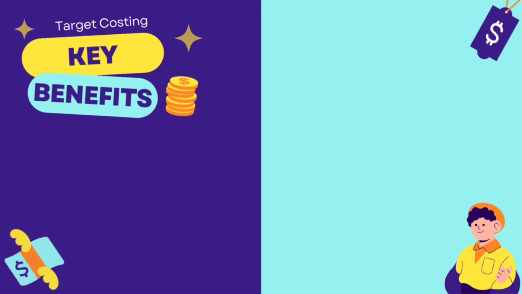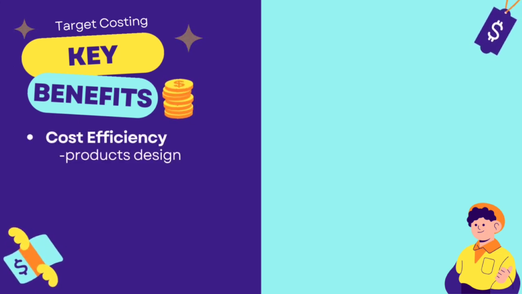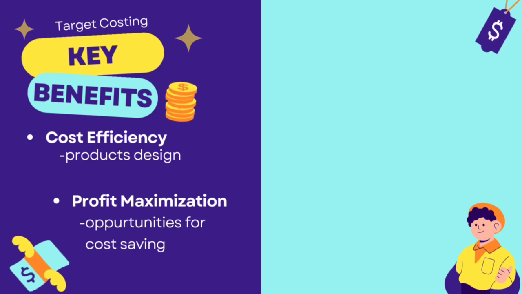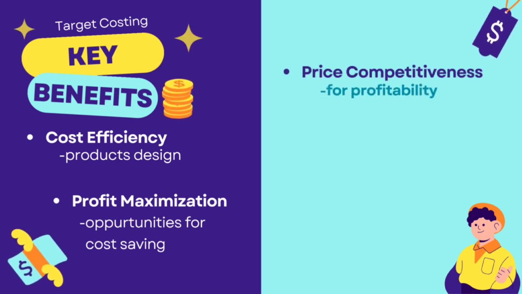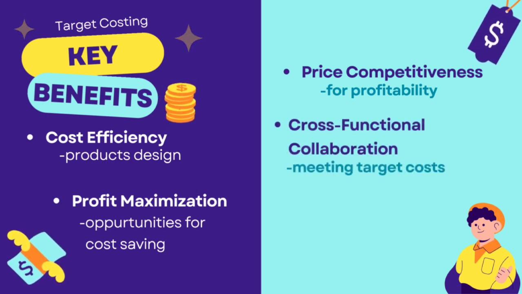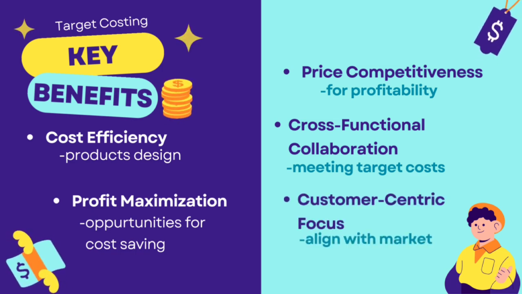The key benefits of target costing is cost efficiency. It can reduce the cost of making the product design during the development. Second one is profit maximization. It has an opportunity for the cost saving of a product. The third one is price competitiveness. It is to ensure the profitability of the product. The fourth one is cross-functional collaboration. It can meet the target cost. And the fifth one is customer-centric focus. It is aligned with market.